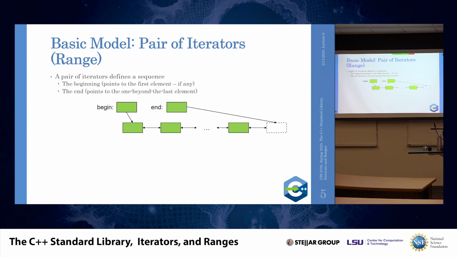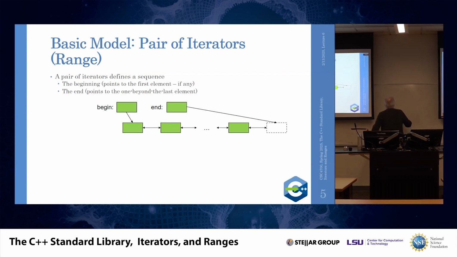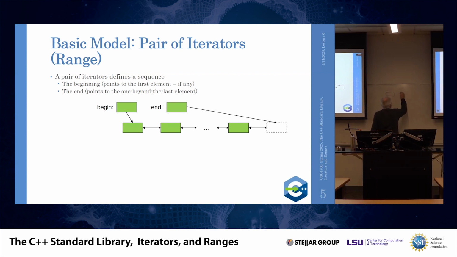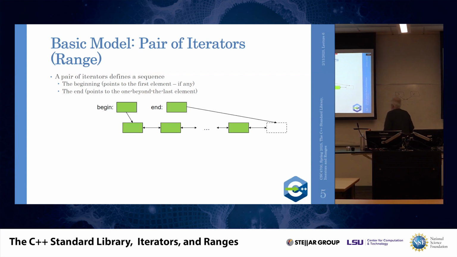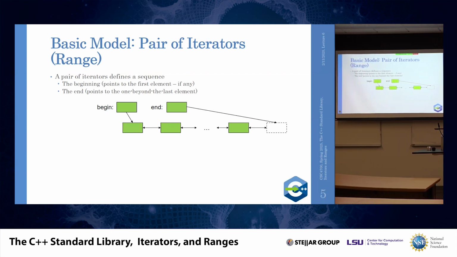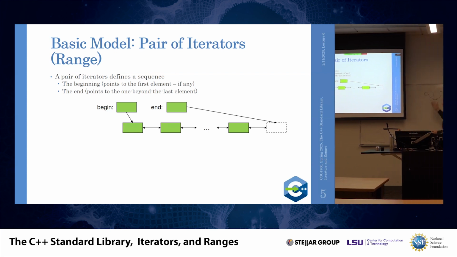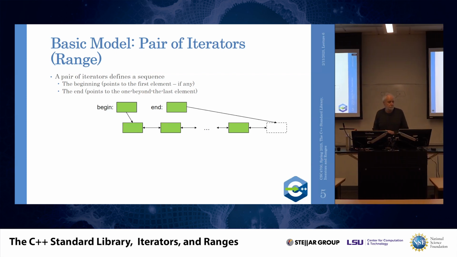This is done for the reason to be able to represent empty ranges, because when you have an empty range, begin and end both refer to that non-existing element, which wouldn't be possible if the end iterator was referring to an existing element. Then how would you represent an empty range? That wouldn't be possible.